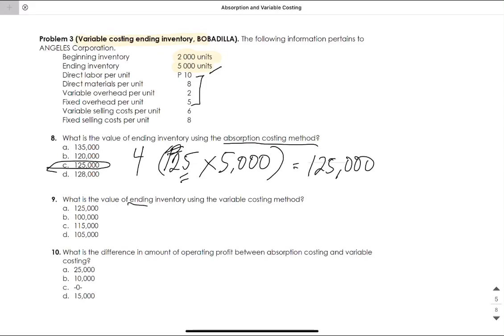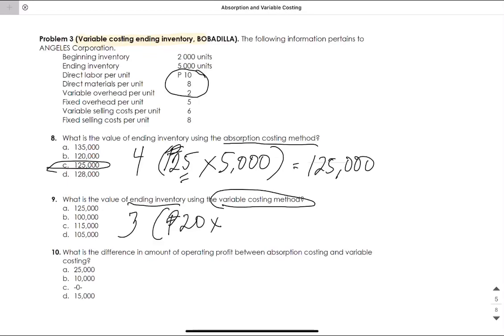Next, what is the value of ending inventory using the variable costing method? Under the variable costing method, there are only 3 components. Fixed overhead is not included. So only these 3: 10 plus 8 plus 2, that is 20. Same times 5,000 because the question asks for the ending inventory. So 20 times 5,000, mentally 100,000. So the answer is letter B.